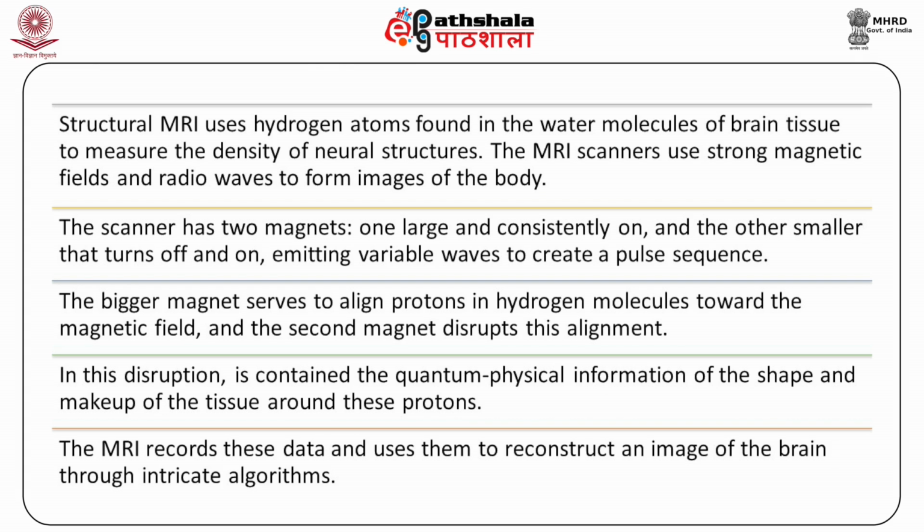The bigger magnet serves to align protons in hydrogen molecules towards the magnetic field, and the second magnet disrupts the alignment. In this disruption is contained the quantum physical information of the shape and makeup of the tissue around these protons. The MRI records these data and uses them to reconstruct an image of the brain through intricate algorithms.